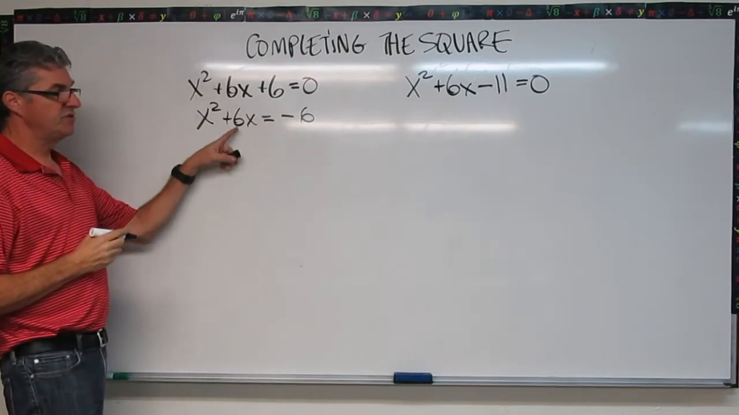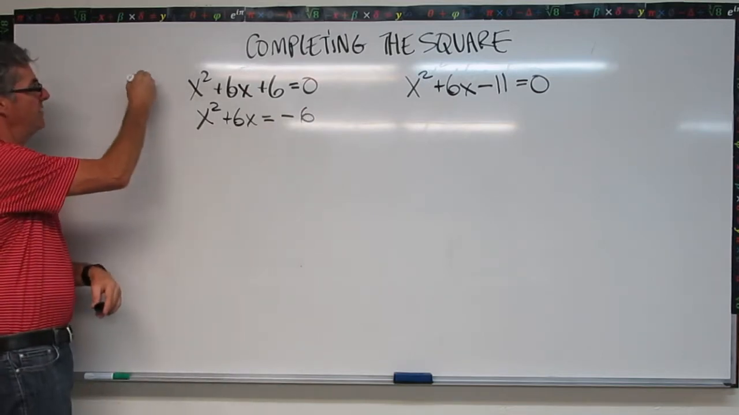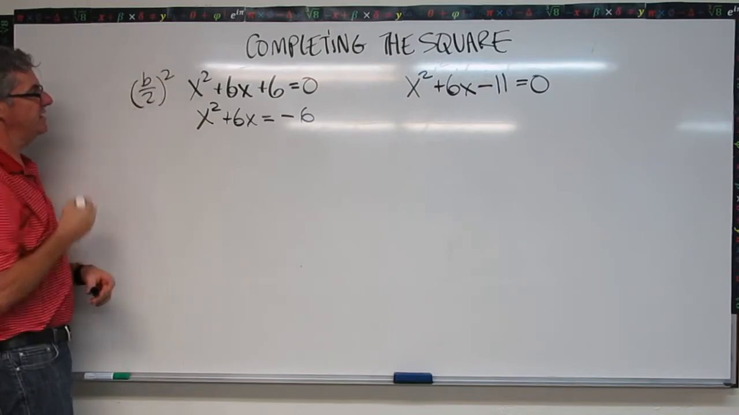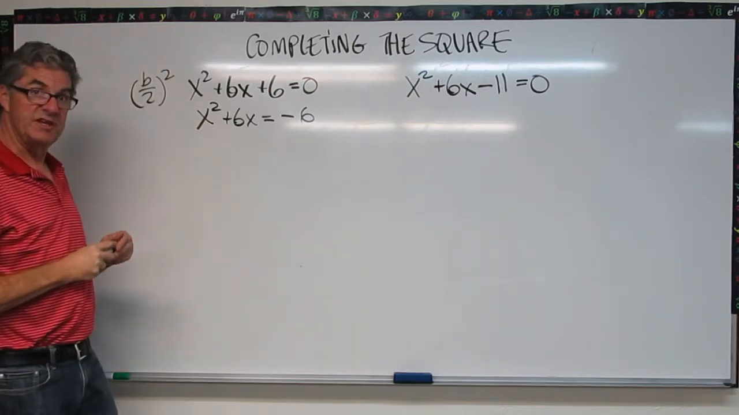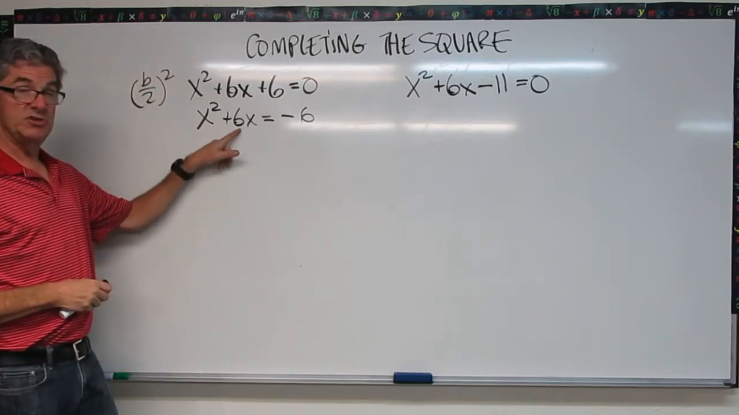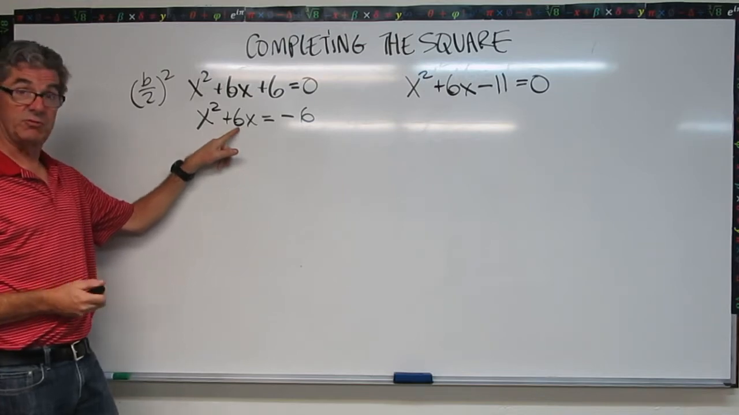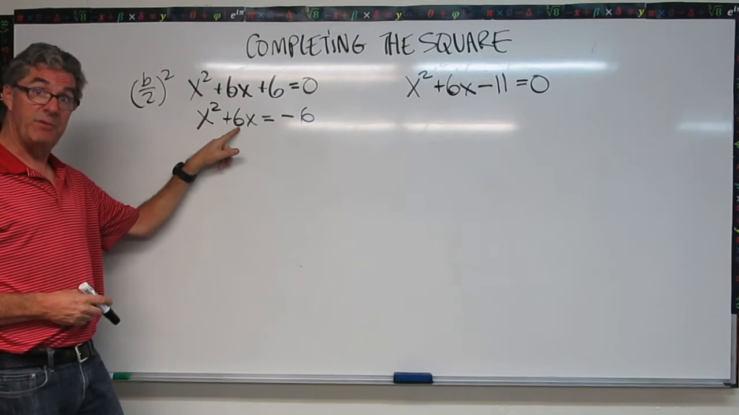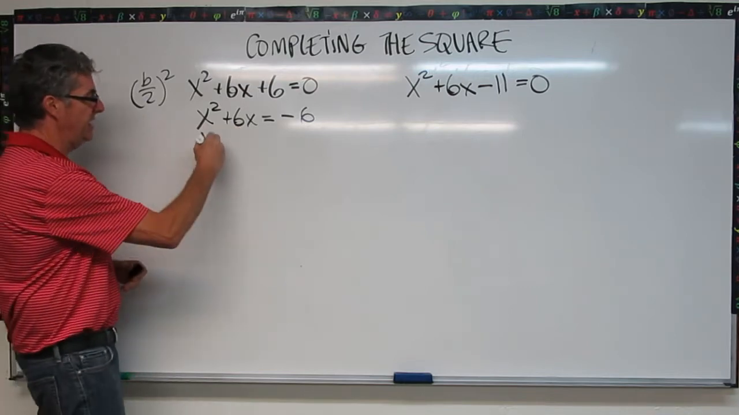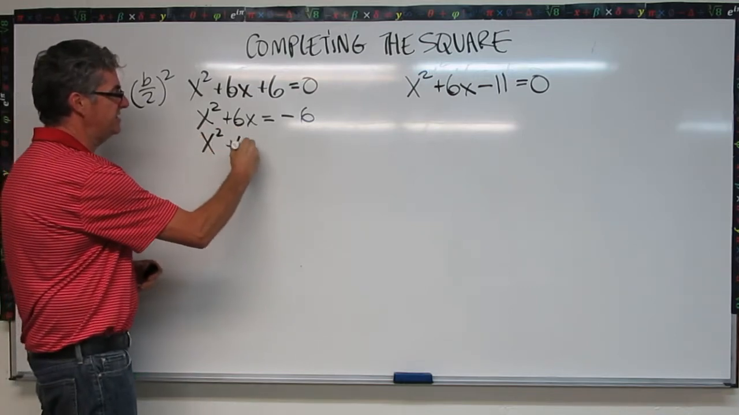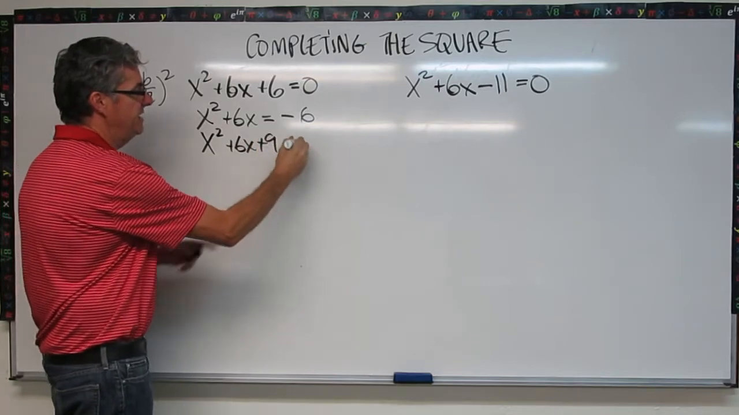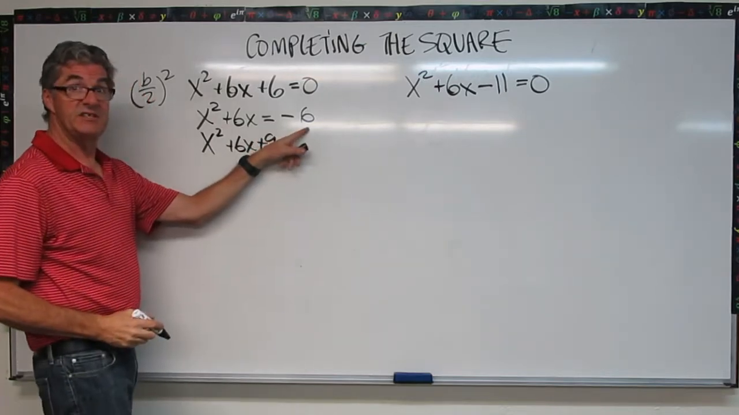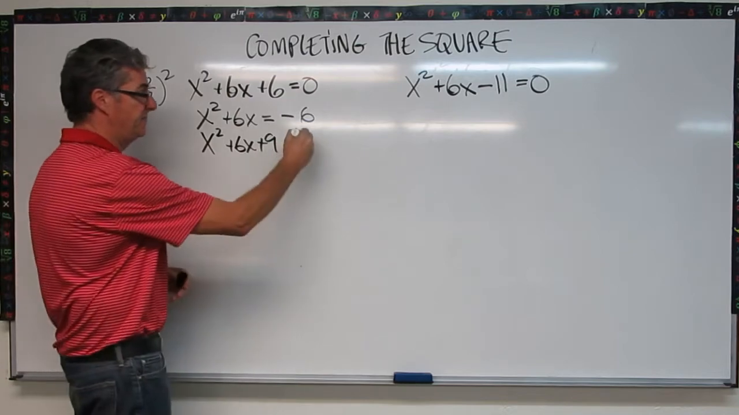Now what we're going to do is find out what b over 2 squared is. Okay, so I'm just going to do this out loud. B over 2, 6 over 2 is 3. Squared, 3 is 9. So I'm going to add 9 to both sides. We get x squared plus 6x plus 9. Now 9 and negative 6 is positive 3.